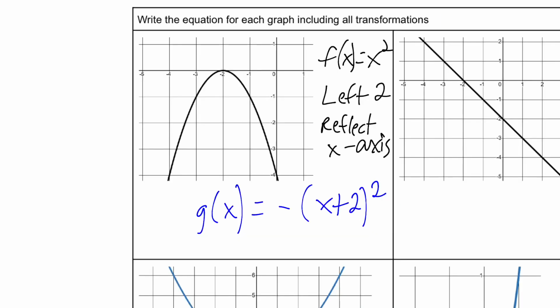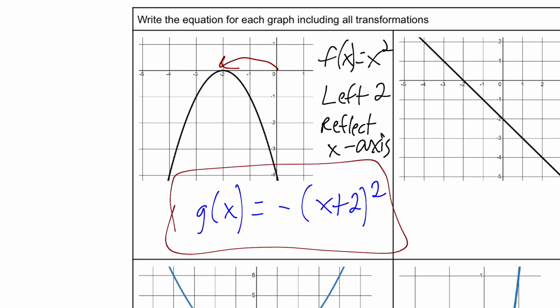For this first graph, if we consider the parent function looks like a U, that's f of x equals x squared, and we notice that we are moving this left 2, and it's reflected over the x-axis. This will give us our new graph. So you can use the rules from that table above, or you can try to guess and check on your calculator. Of course, the rules make it go a little faster, and sometimes there's more than one right answer.